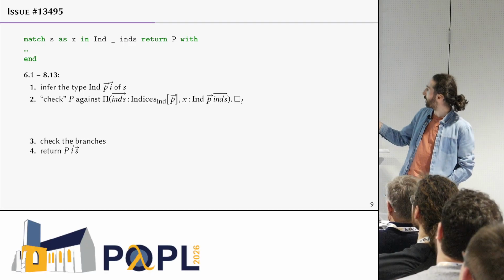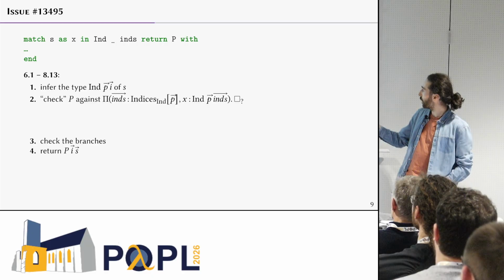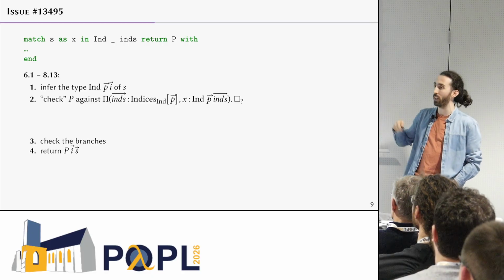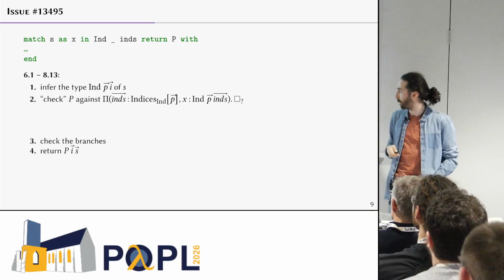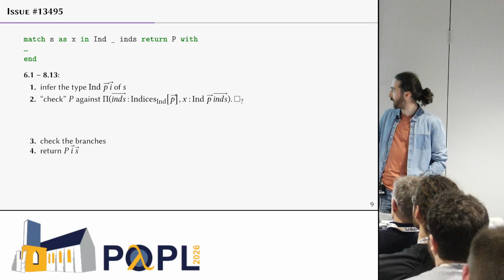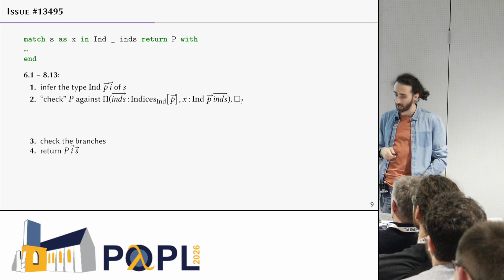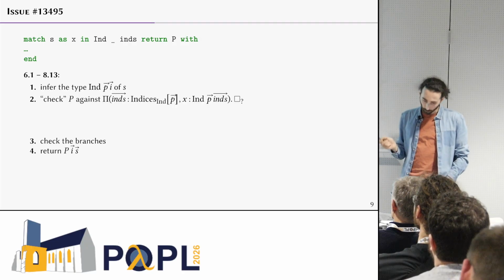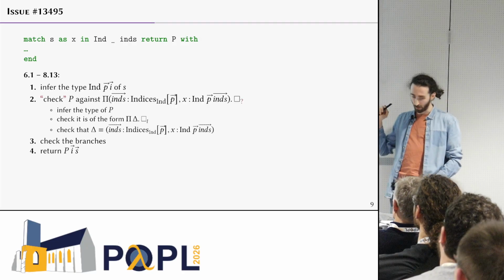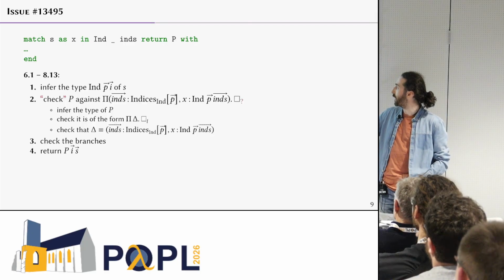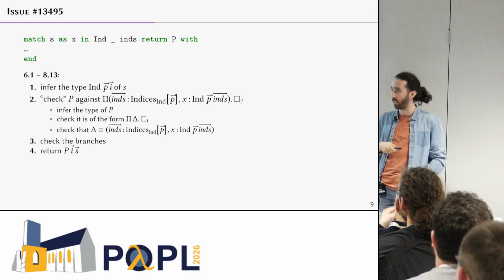But the problem is that the universe in which that whole thing is supposed to live is not known at that point. And then you check the branches in a similar fashion, and at the end the return P. And so what's happening there is that you can't literally check P against that, because there's a hole in your thing.